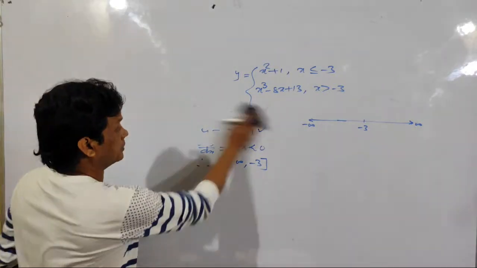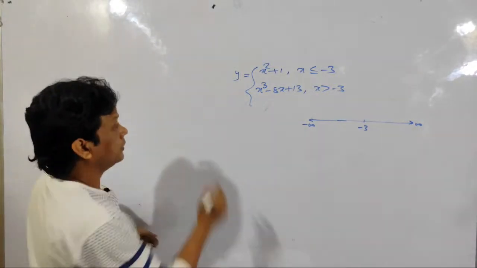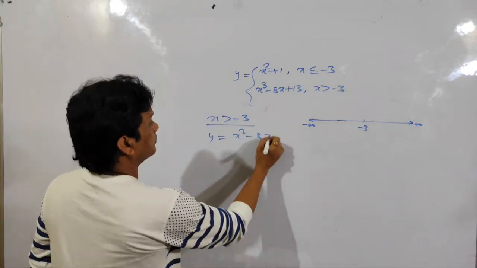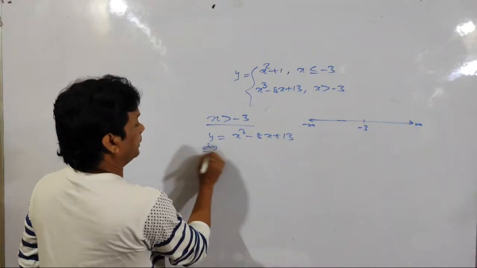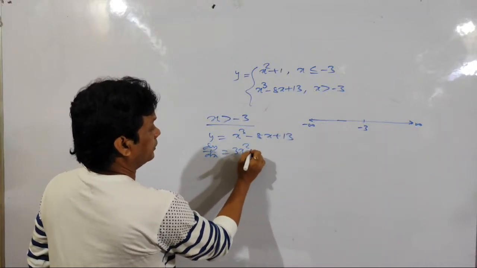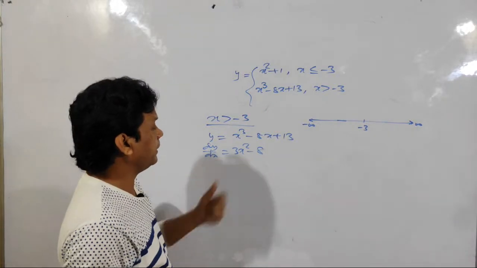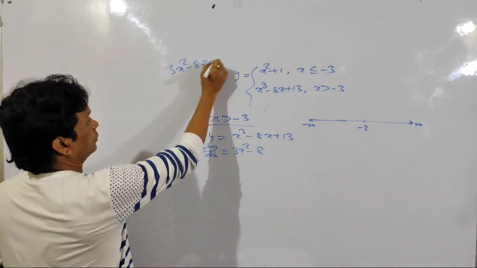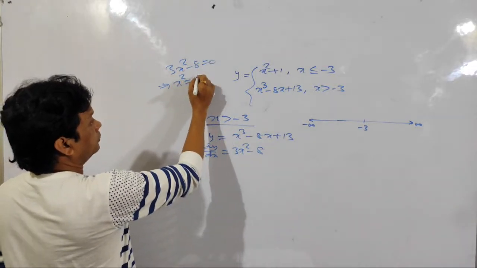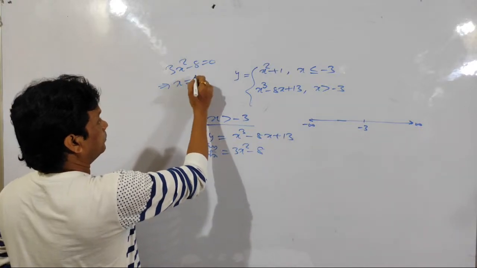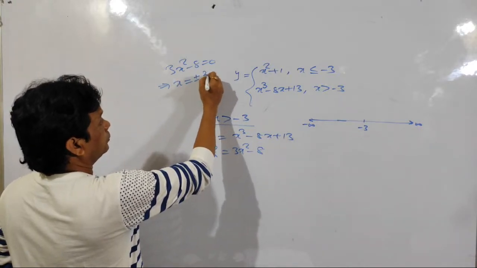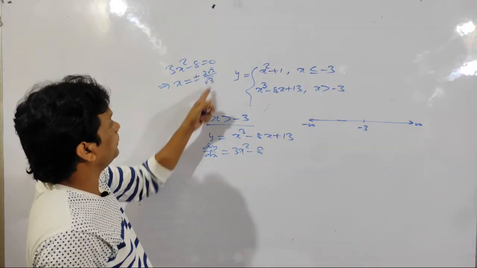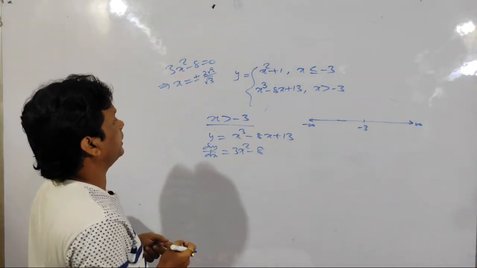And for the second case, for x greater than minus 3, y is equal to x cube minus 8x plus 13. So what is dy by dx? It is 3x square minus 8. Then 3x square minus 8 equal to 0. See here, that implies x square equals 8 by 3, x is equal to plus minus 2 root 2 by root 3. That means root of 8 by 3.